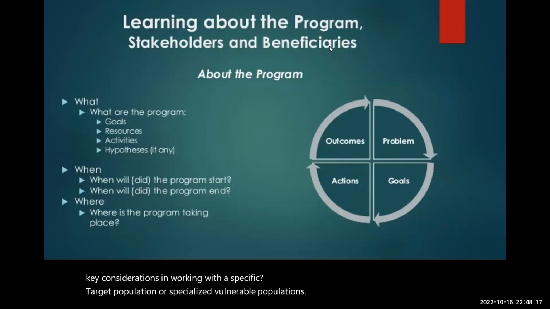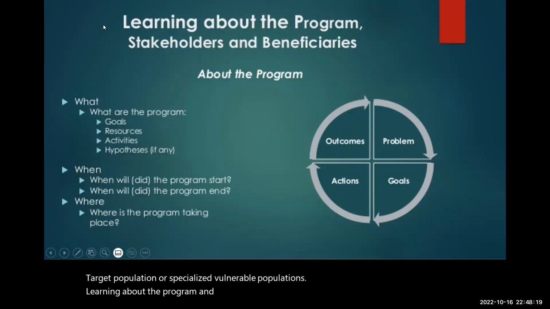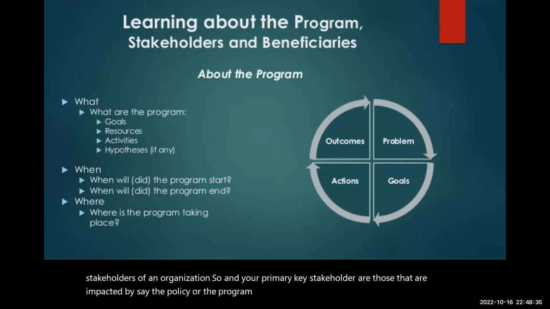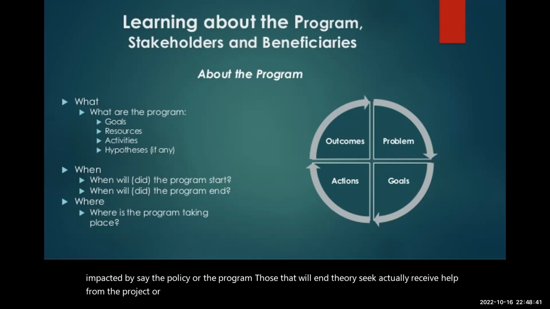Learning about the program and the stakeholders and the beneficiaries. So we look at key stakeholders of an organization. Your primary key stakeholders are those that are impacted by, say, the policy or the program, those that will, in theory, actually receive help from the project or program. So they're going to receive the impact.